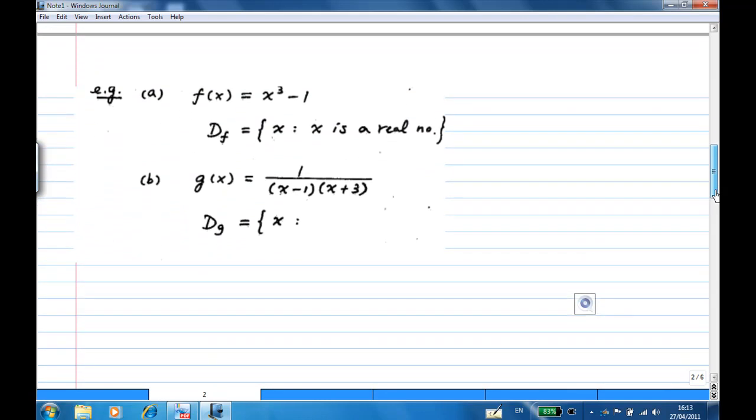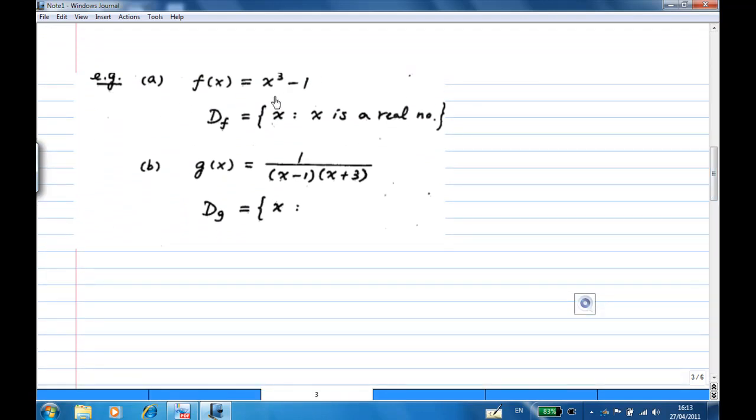Take for example, if f of x equals x cubed minus 1, then the domain of f, or we call it the natural domain of f, D sub f here, will be all the real numbers x. x is any real number. This is because you can take any real number and raise it to the power 3 minus 1 and it makes sense. Let's look at another example.